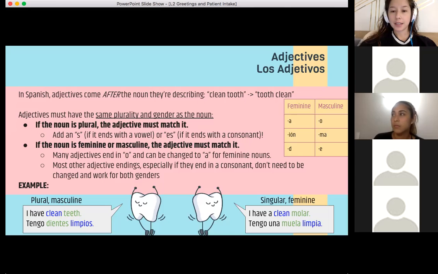Now, if you have a singular feminine noun and you want to say the same thing, limpio, to describe your molar or la muela, you could tell la muela is a singular noun and it's also feminine because it ends in an A. So how do we change our male adjective limpio into something that fits a feminine noun like muela? Well, we just change the O to an A and now it's muela limpia.